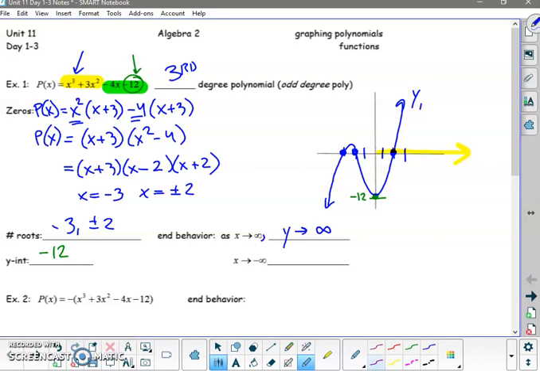Well, how about this other one, as x approaches -infinity? Well, that basically means as we move to the left. So as we move to the left, what's the graph doing? It's decreasing. So now we're going to say as x approaches -infinity, y approaches -infinity.